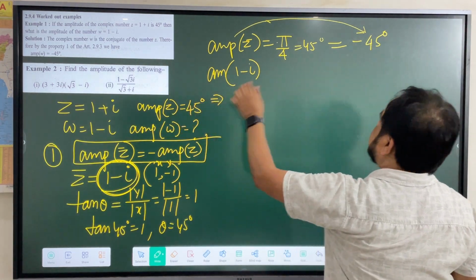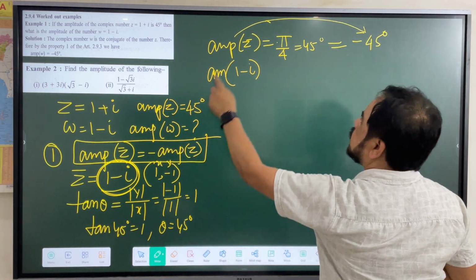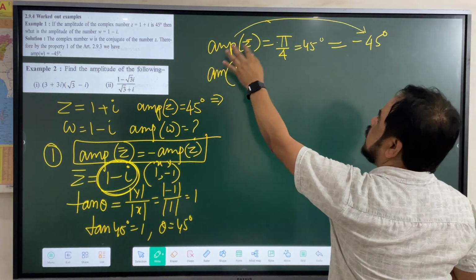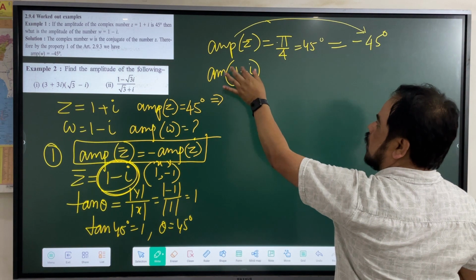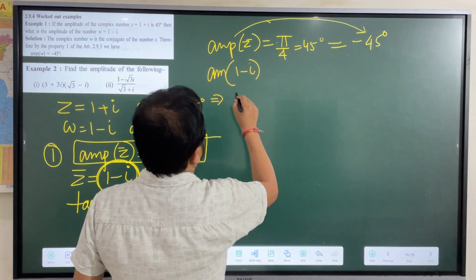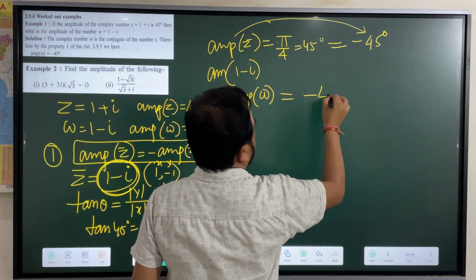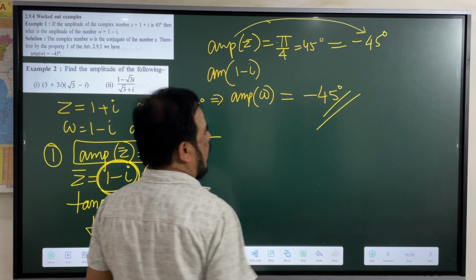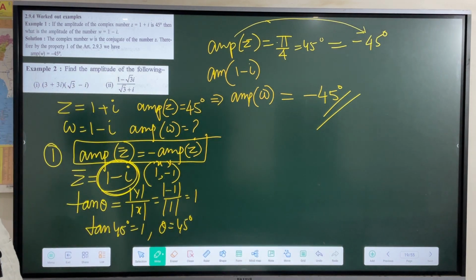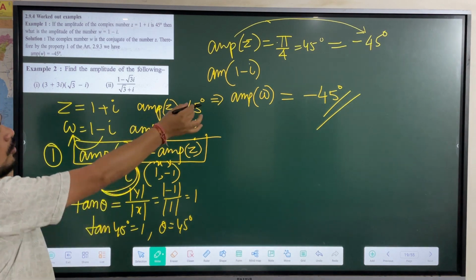So I have written minus is minus according to the formula. The amplitude of Z bar I have written as it is. The amplitude of Z bar means what? 1 minus i. What is 1 minus i? It is W. The amplitude of W is equal to minus 45 degrees. I hope you understand. The amplitude of Z bar is 1 minus i, and 1 minus i is W, so W I have written.